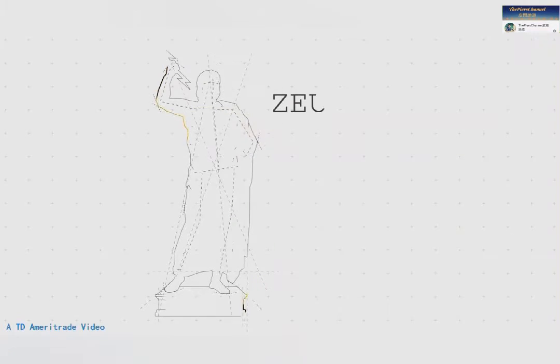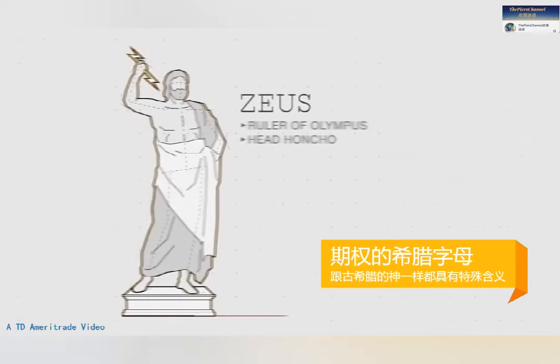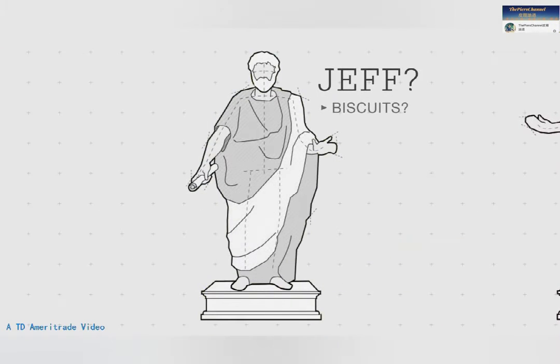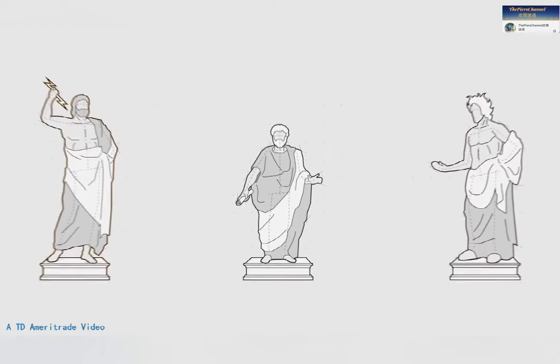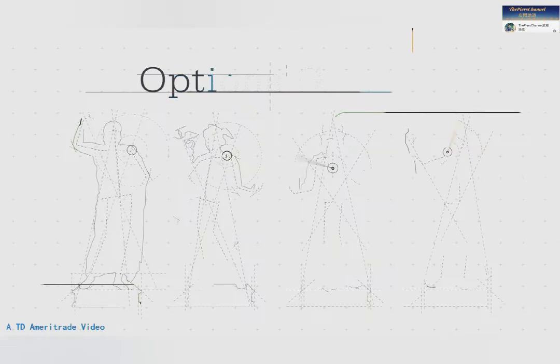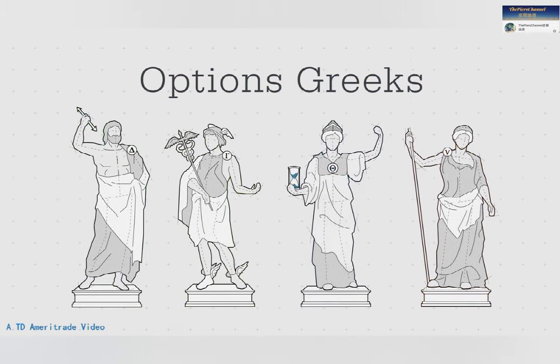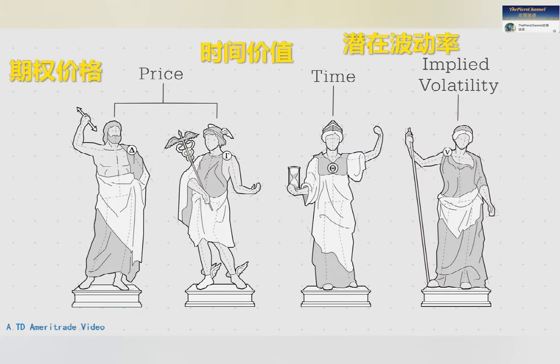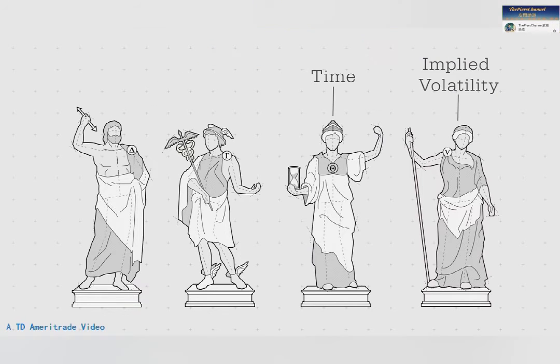You can probably uncover some facts about Greek mythology. Like Zeus, the ruler of Olympus and all the gods, Hades, lord of the underworld, and all those other guys in between. Well, those memories aren't so clear anymore, but don't worry, today we'll focus on a different group of Greeks, the options Greeks. Like the ancient gods, these Greeks oversee certain domains, including price, time, and implied volatility. The Greeks are an important part of options trading, as they tell you how changes in certain factors may impact an option's price. So let's get to know them.